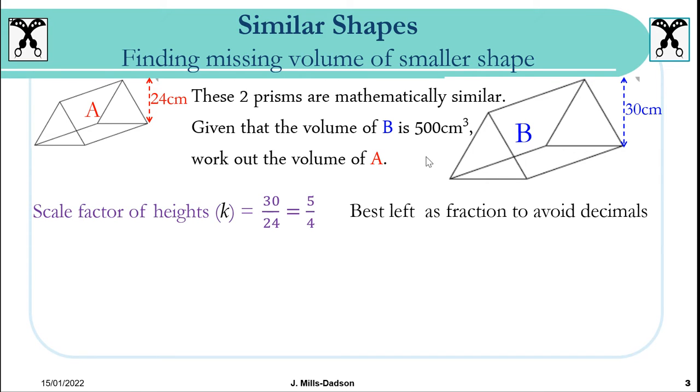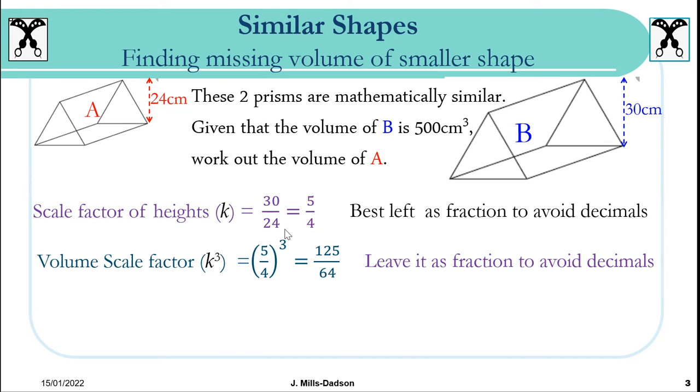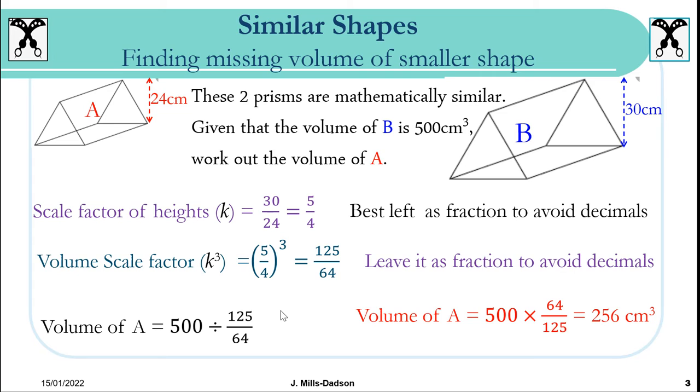Now you want an answer in terms of volume, so our K needs to change into K cubed. Therefore, we need to cube our scale factor. And that's what we have. Also leave it as a fraction. We want the volume of A. A is the smaller shape. So given the volume of bigger shape B, we have to divide the volume by the scale factor. And dividing by 125 over 64 is the same as multiplying 500 by 64 over 125. And the answer is 256 centimeter cubed.